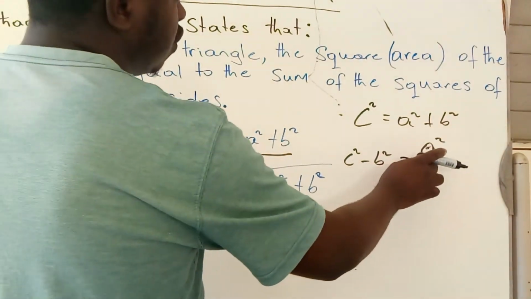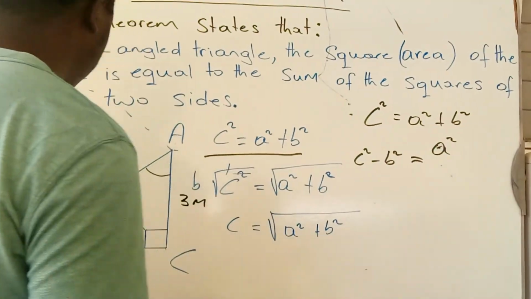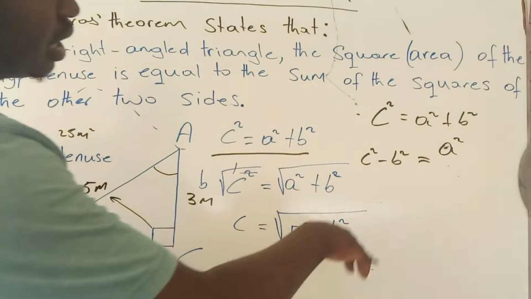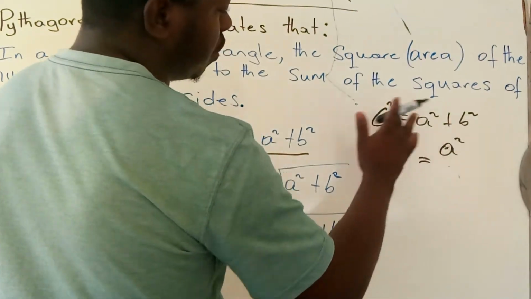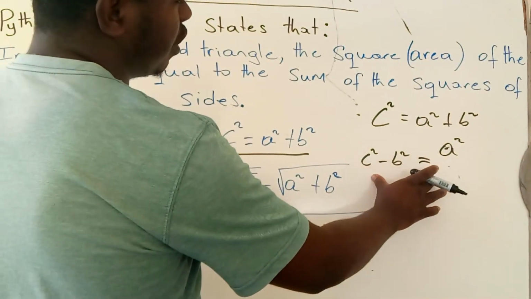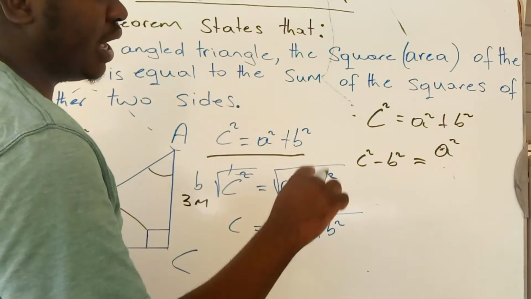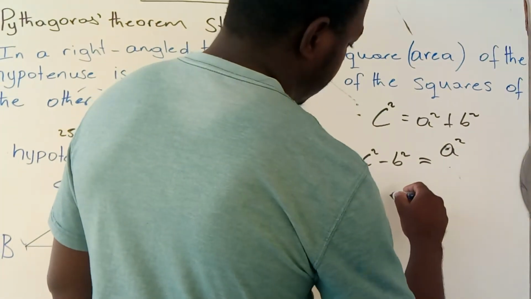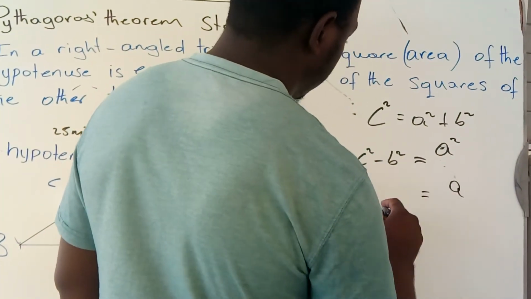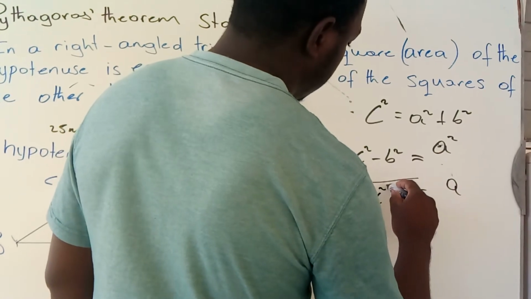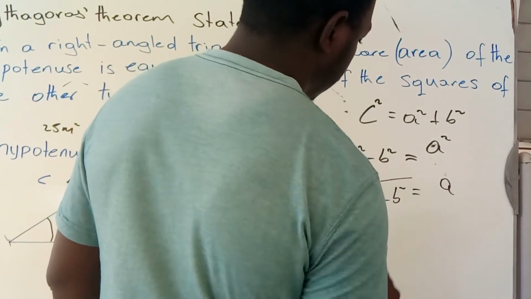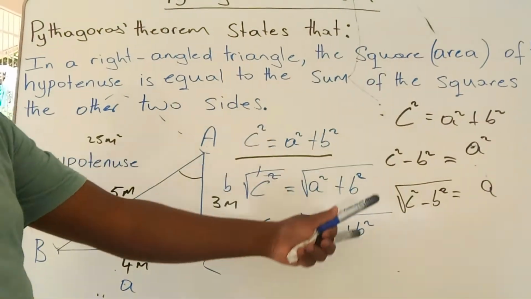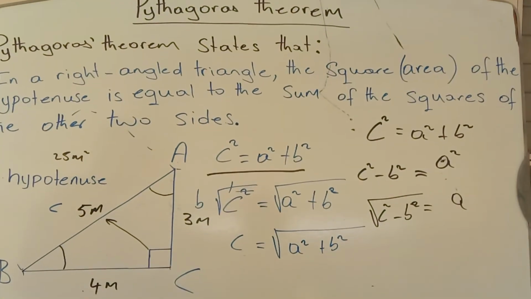So if I want to know the value of a, which would be where 4 is in this case, then I can manipulate the formula to make a the subject of the formula. But remember, they don't ask me for a squared. They ask me for a. So we can go ahead and root both sides. If I root both sides, I am left with a being equal to the square root of c squared minus b squared. That's it there.